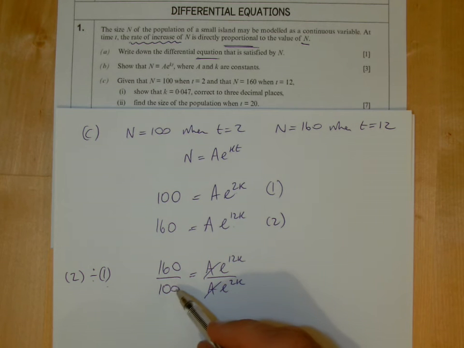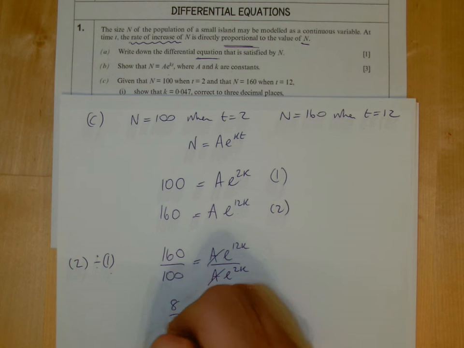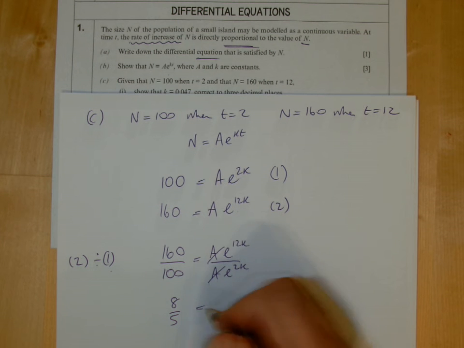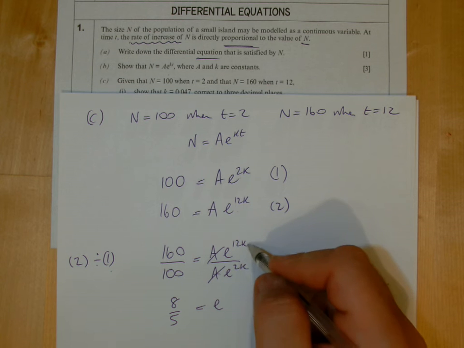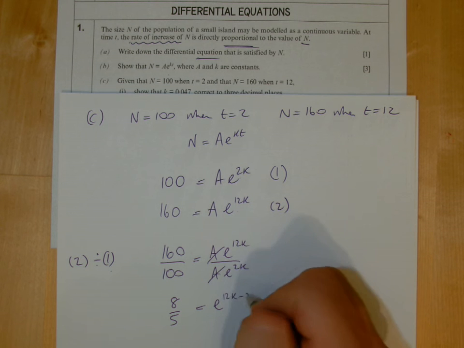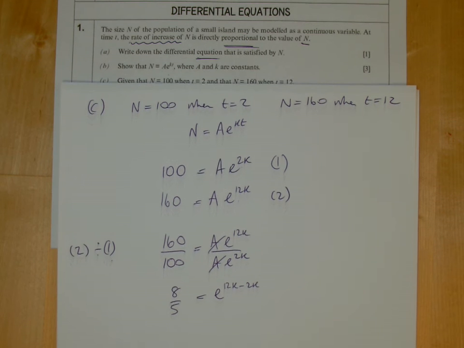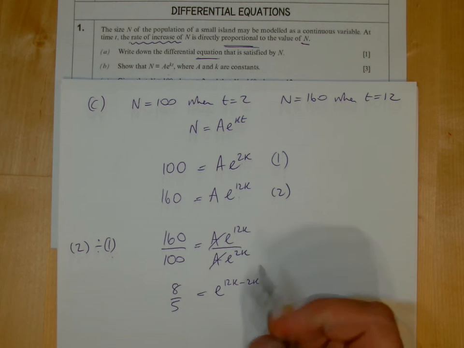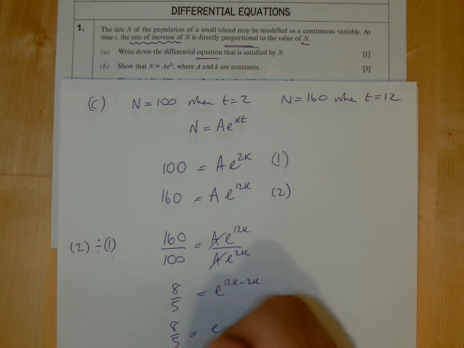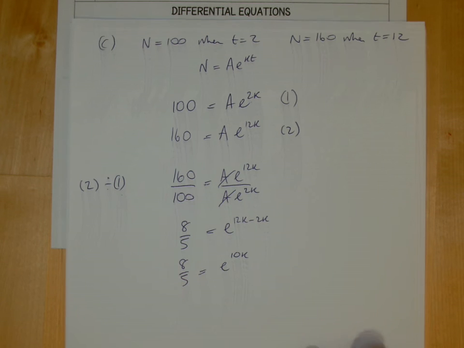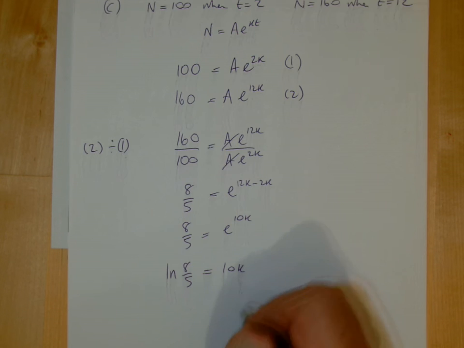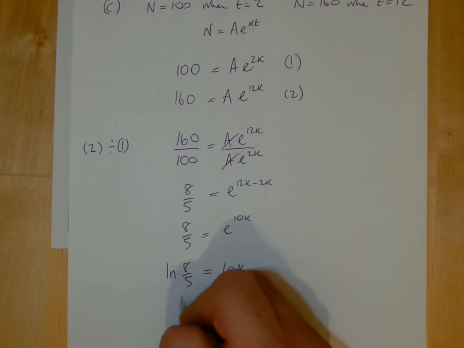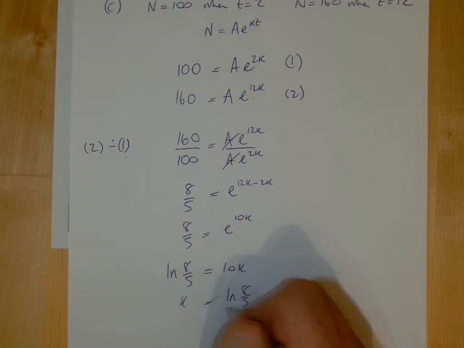160 divided by 100 simplifies down to be 8 over 5. And then when you take away these, you need to appreciate it's just rules of indices: you take away the powers when you divide. So that would be 8/5 equals e to the 10k. And then to get this, I can take e over the other side, and e becomes ln when I take it over, so I get that. And then to get k, I just have to divide. k will be ln 8/5 divided by 10.